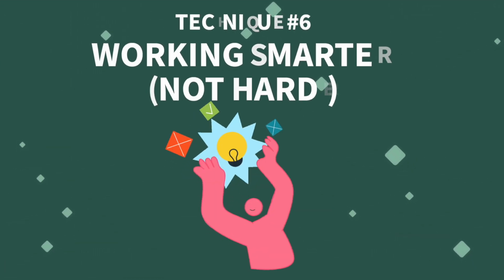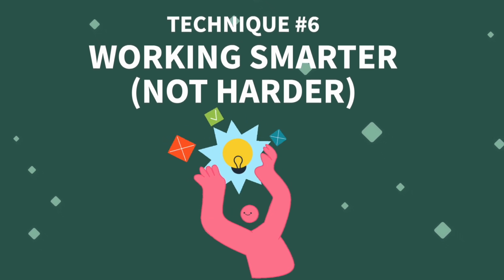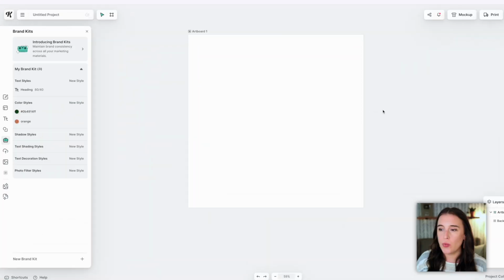Now, the last thing we're going to talk about here is working smarter, not harder, because it can be really tempting to start from scratch every single time we're working on a new project, but there are ways that you can work smarter so that you're saving time, effort, and energy, and you're able to put more into your graphic designs. So one way to do this is with Kittl's new feature, Brand Kit.